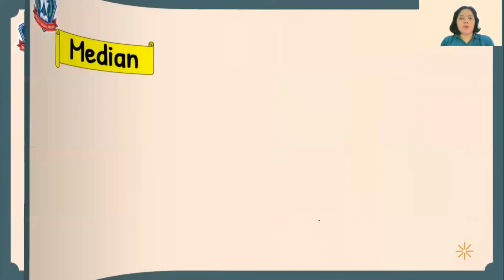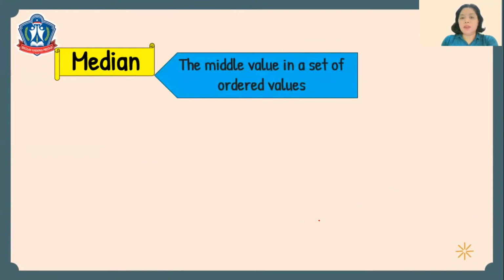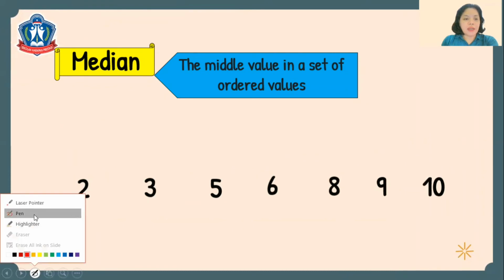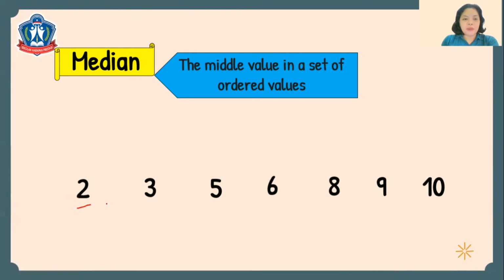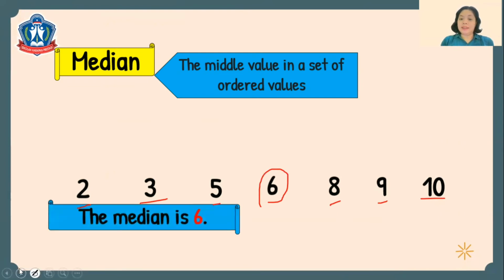Let's go to median. Median means middle. So we just try to find the middle value of a given set. All we need to do is to order the set from the smallest to the biggest. So the smallest is 2, followed by 3, 5, 6, 8, 9, and 10. So what is the middle value then? How do we find the middle value? So this is 2, 10, 3, 9, 5, 6. So the middle is 6. Yes, so our median in this set is number 6.